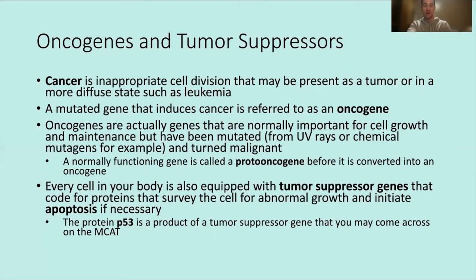So every cell in your body is also equipped with tumor suppressor genes that code for proteins that survey the cell for abnormal growth and initiate apoptosis if necessary. The protein P53, for example, is a product of a tumor suppressor gene that you may come across on the MCAT. And P53 is actually pretty important in surveying the cell and activating apoptosis if there's no possible way that the cell can be repaired. So high levels of P53 in a cell will activate apoptosis.